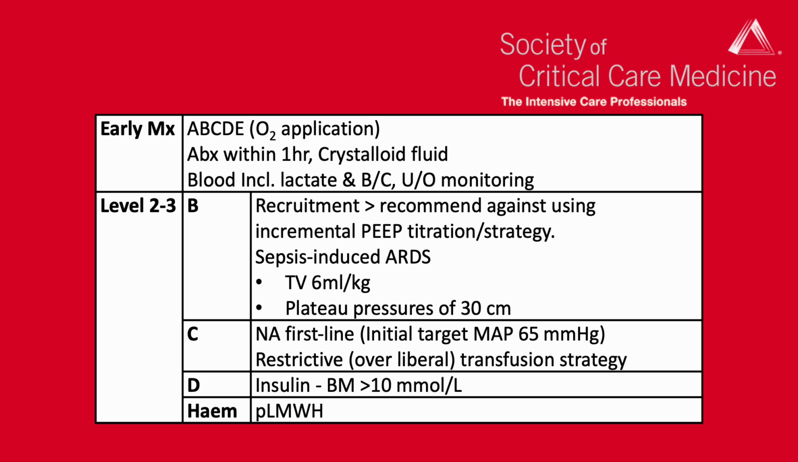Cardiovascular. The use of noradrenaline should be first line, with the initial target being a MAP of 65 mmHg. A restrictive over liberal transfusion strategy should be implemented. CNS. Insulin should be instigated with a blood sugar over 10 millimoles per litre, and the use of prophylactic low molecular weight heparin is recommended.